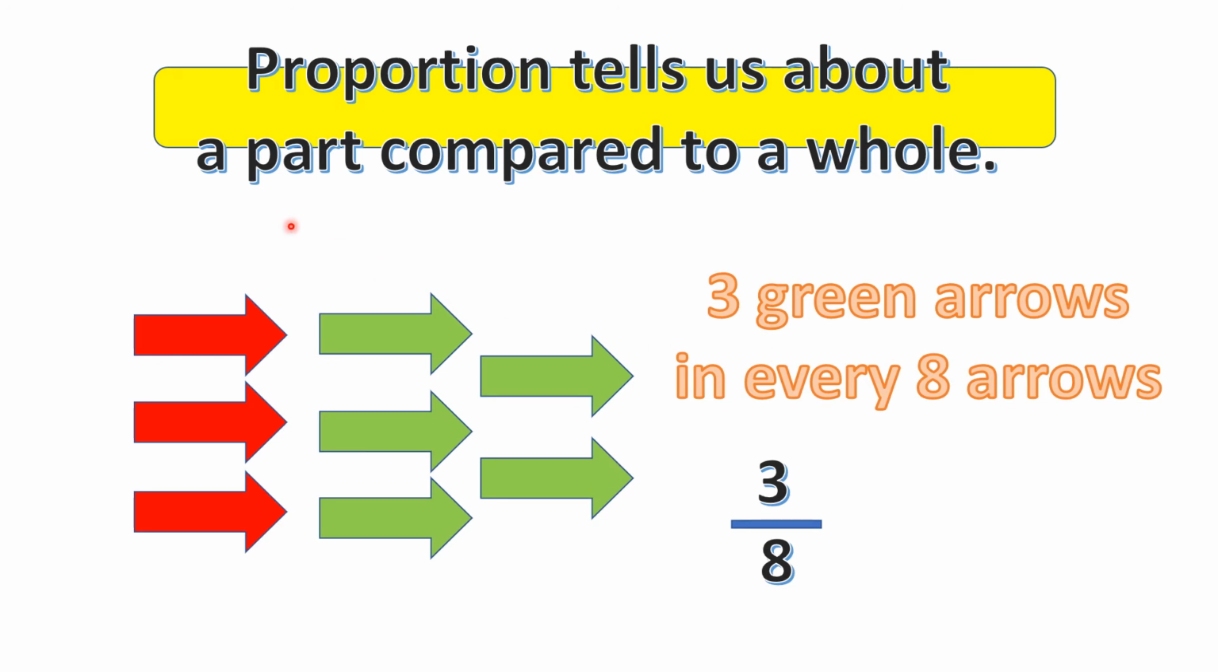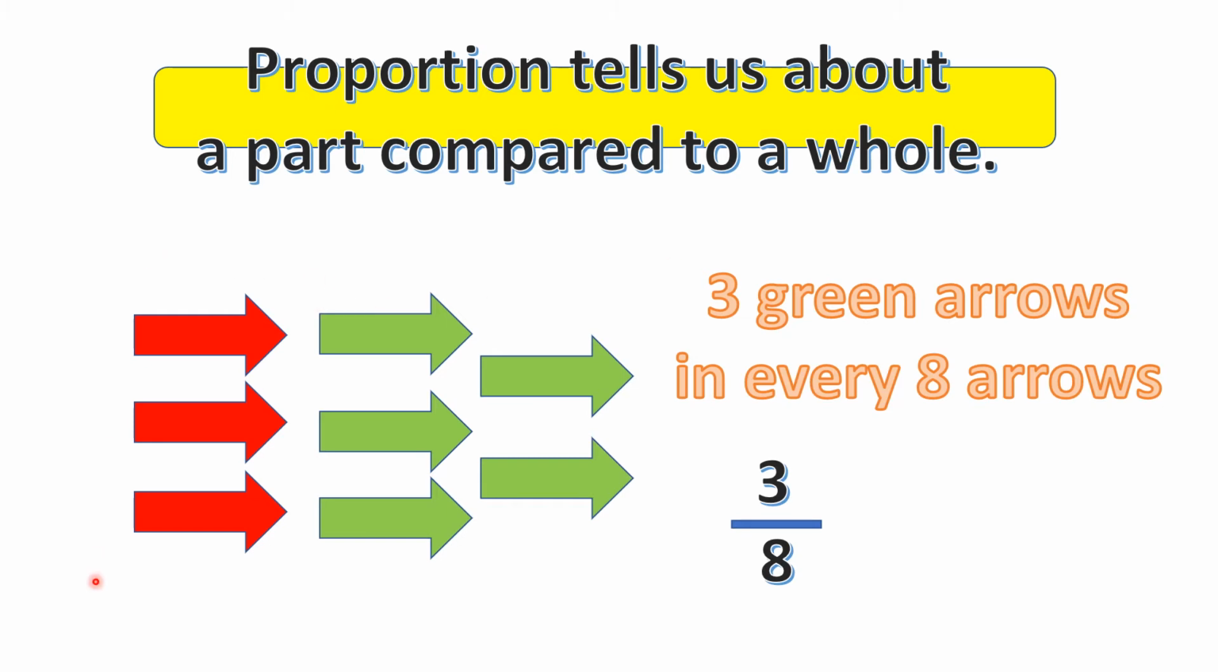Okay, so now we are going to start looking at proportion. Whenever we hear the word ratio, we also hear the word proportion with it. Ratio and proportion. Now, proportion is slightly different from ratio. Proportion tells us about a part compared to a whole. Ratio is when you're comparing one part to another part, whereas proportion is comparing a part or a portion with the whole thing. It's a bit like a fraction.